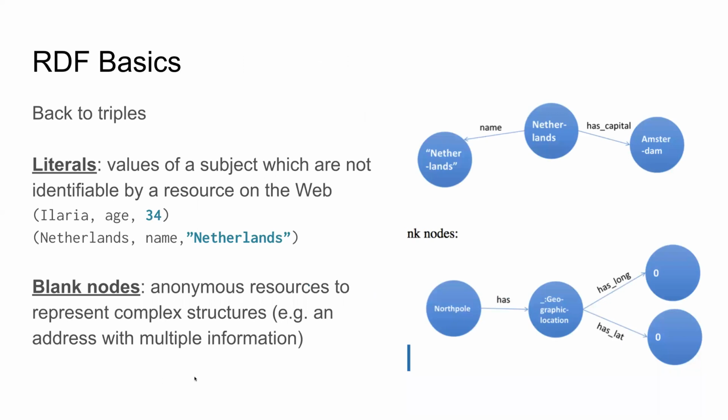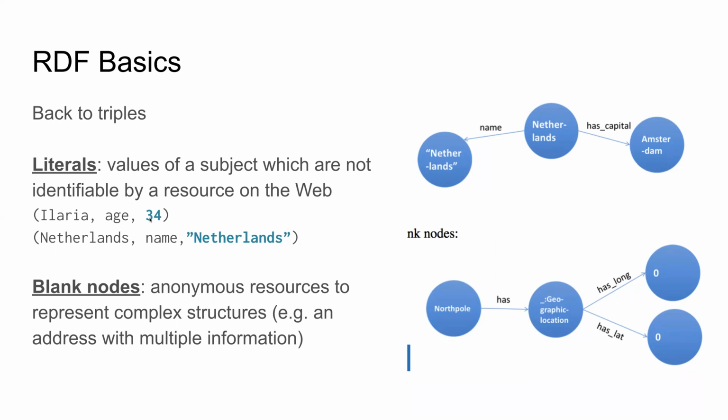Now back to triples and the RDF basics. We've talked so far about resources, but you need to remember that there are two other types of nodes, so not only URIs. There's also literals. Literals are values of a subject which cannot be identified by a resource on the web. The typical case is the age of a person, maybe the address of a person, or the name of a person. So this is information that you cannot really identify with a resource.